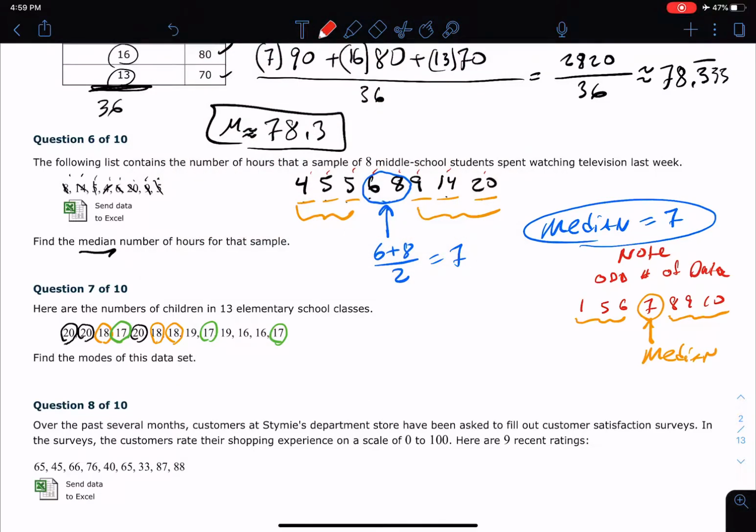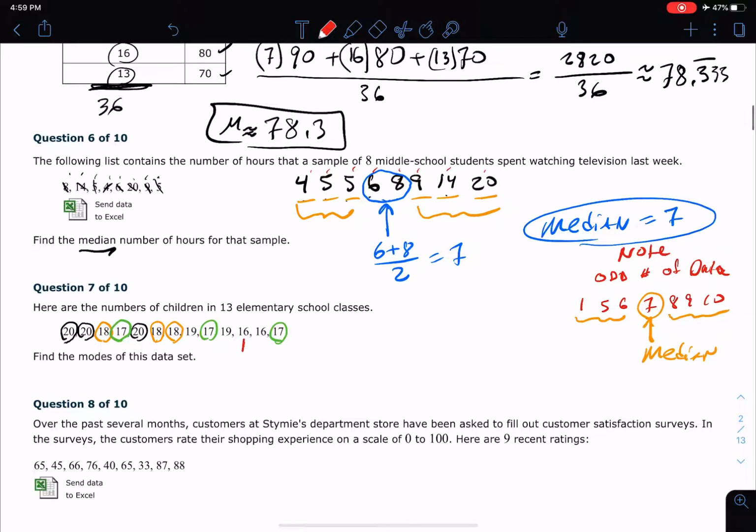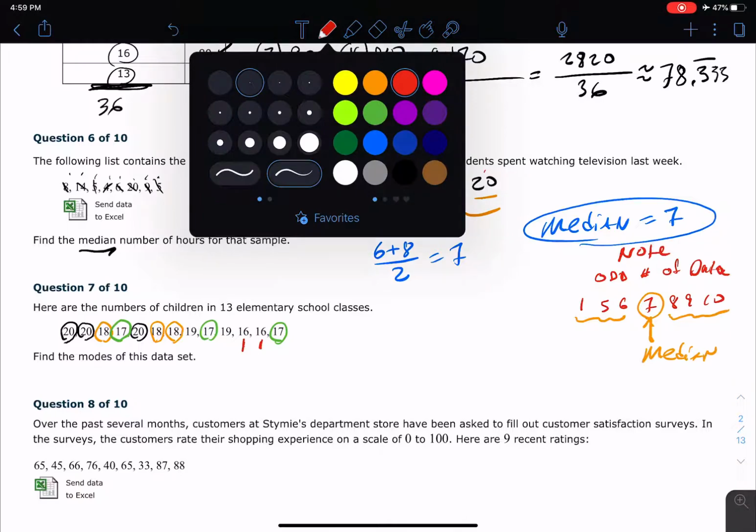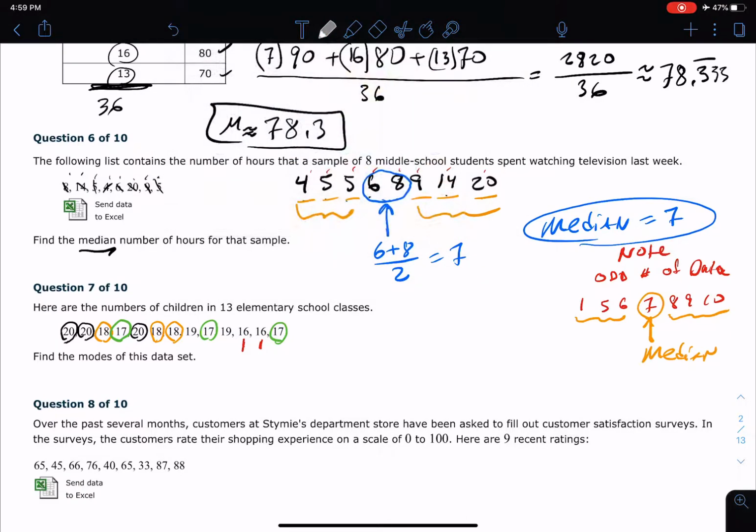And I can see I have some doubles here as well. I've got a 16 and a 16, but there's only 2 of those. And I also see that I have a 19 and a 19, but I only have 2 of those. So find the modes of this data set.